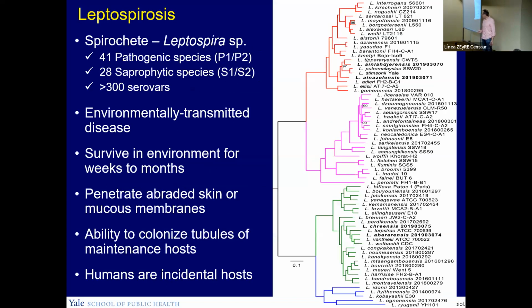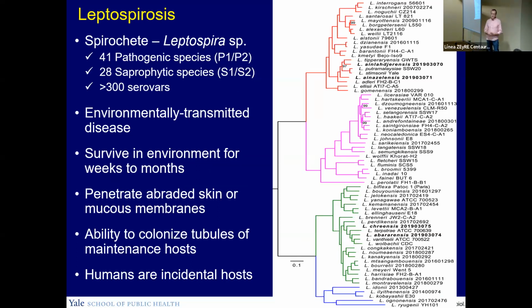So lepto is a spirochete, in the same family as Treponema and Borrelia. It's been involved in the genus. If you had asked me four years ago, I think we had maybe 16 species. We actually have 69 species of lepto right now.